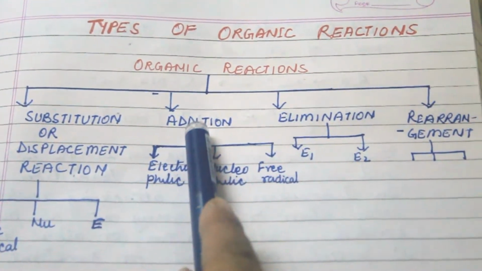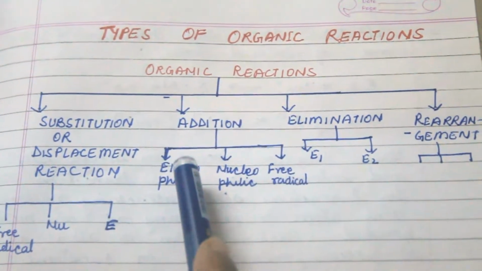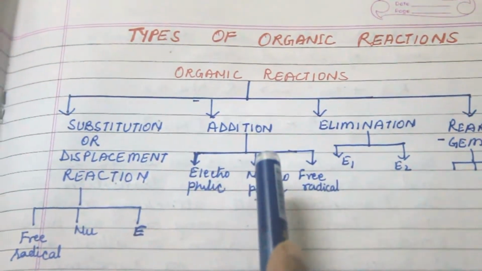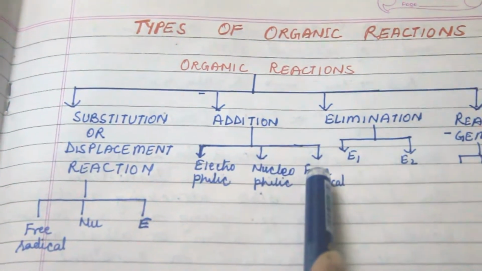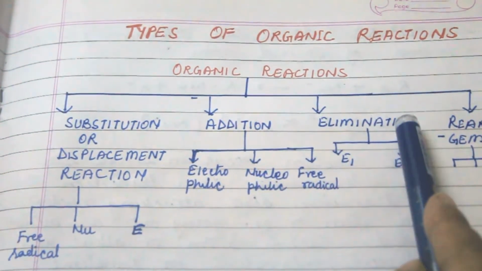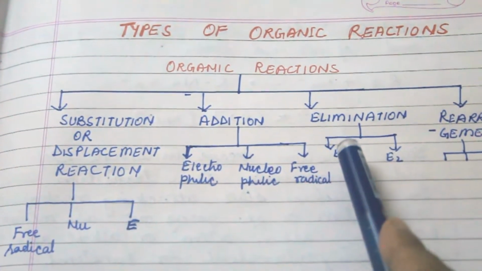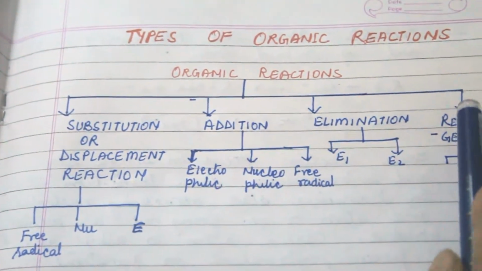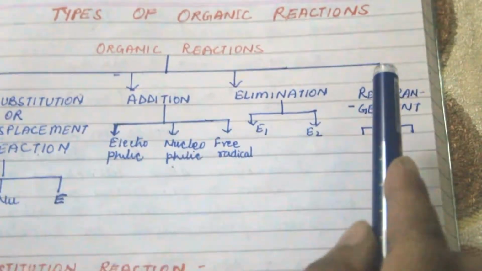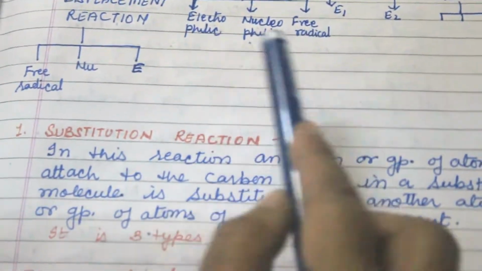Second is addition reaction. It is also divisible into three parts: electrophilic, nucleophilic and free radical. Third is elimination reaction. It is divisible into two parts, E1 and E2, and the fourth one is rearrangement. Now we will discuss them one by one.